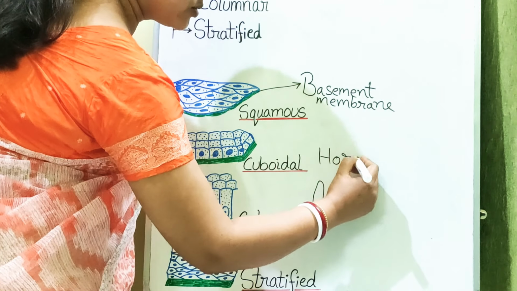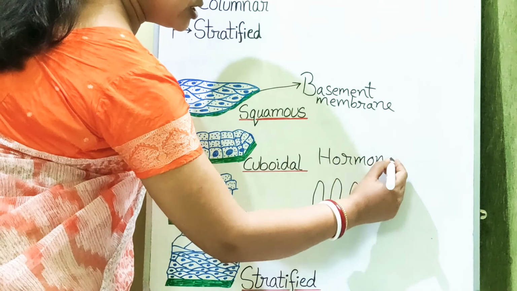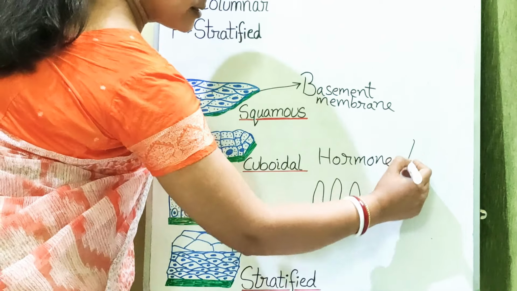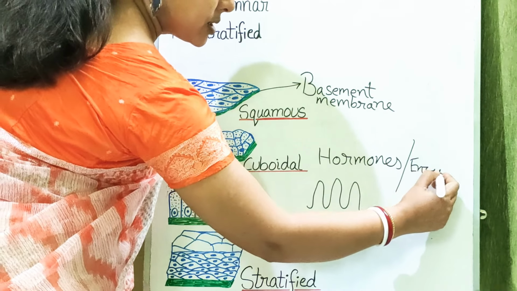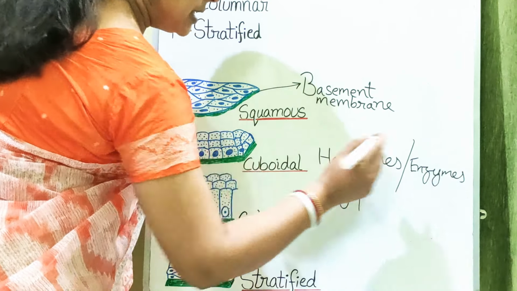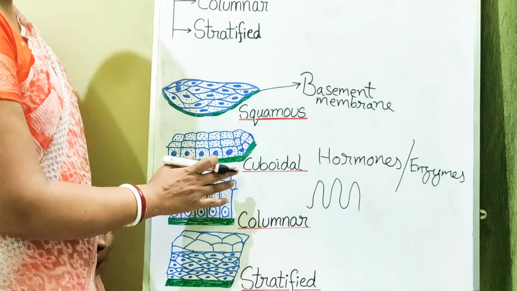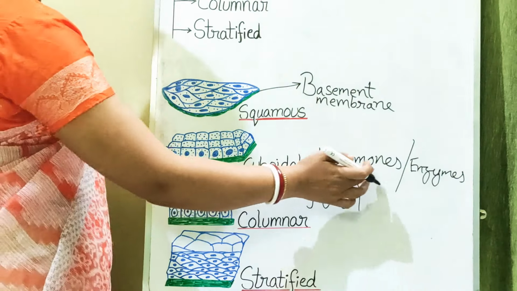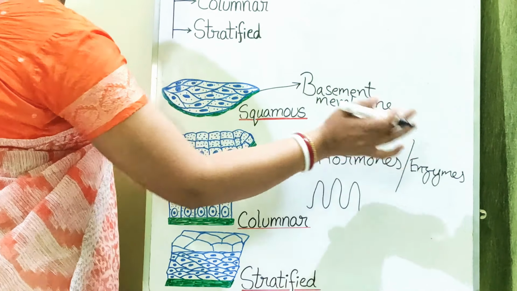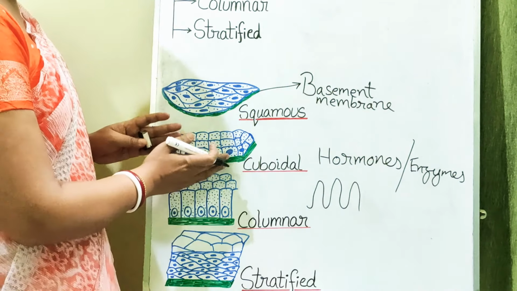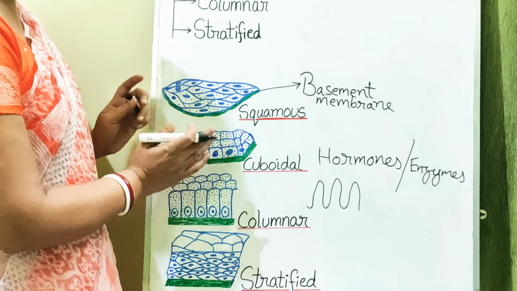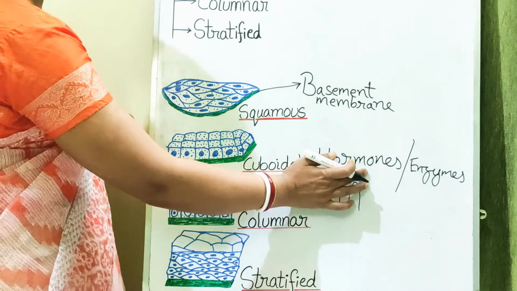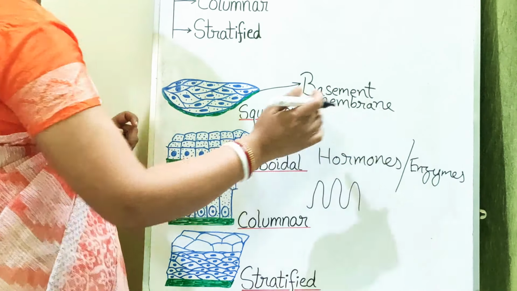So when you talk about secretions, they will be either in the form of hormones or in the form of enzymes. So sometimes the epithelial tissues are also associated with secretions. Secretions of what? Secretions of hormones or secretions of enzymes. So not only do they give protection to the inner lying body parts, but they are also associated with the secretion of hormones and enzymes.